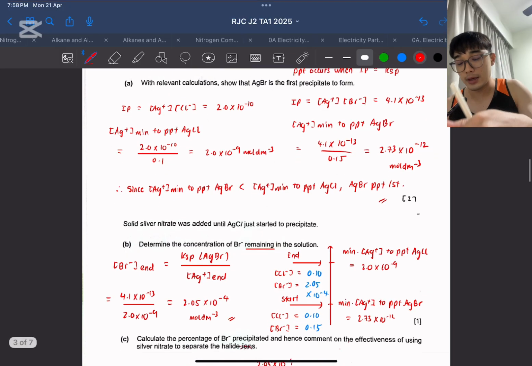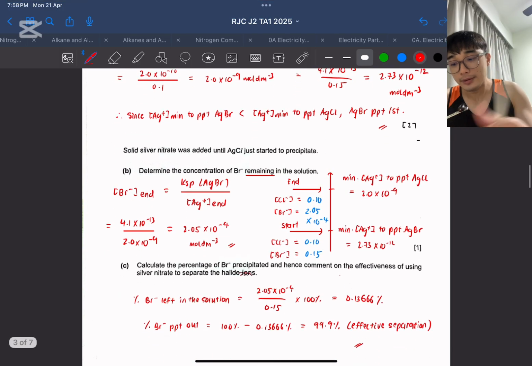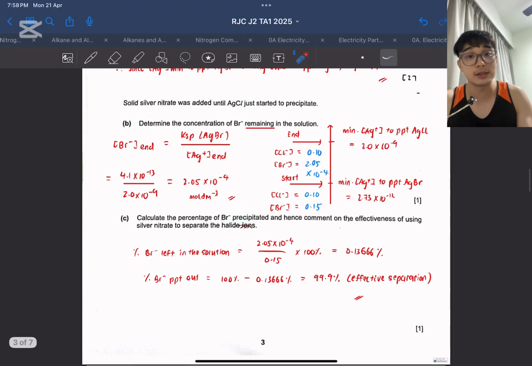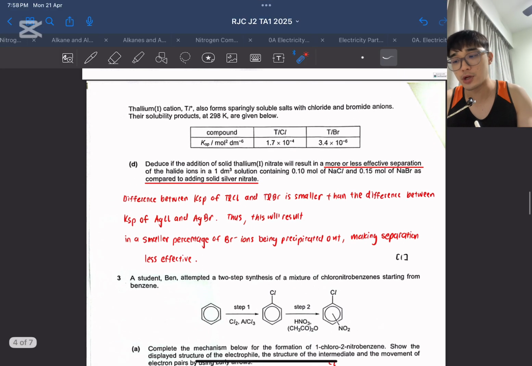Okay, next portion here. Calculate the percentage precipitated out. Okay, so this is how much there's left inside. So I found out how much is left inside. Then I just need to take 100% minus that percentage. This is how much they actually got out of the solution. 99.9%. If 99.9% has been removed from the solution, this is definitely an effective separation. So just make a conclusion like this. Okay, so selective precipitation done.